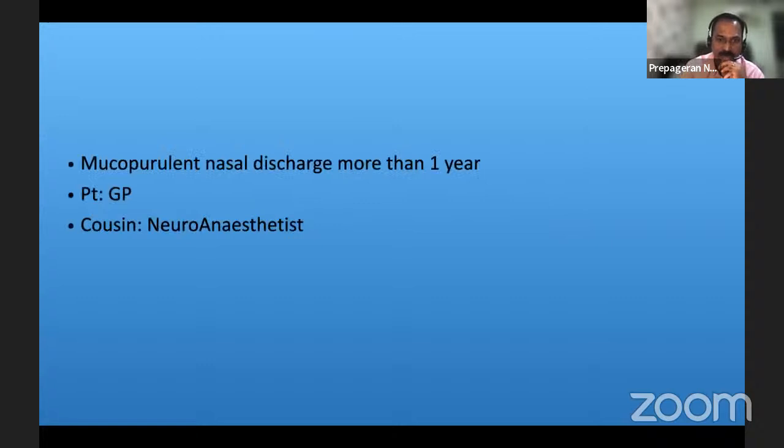Another interesting case, it's a patient who's a GP who's been having a mucopurulent nasal discharge for more than a year. Now, doctors make the worst patients, as you know. And what makes it worse, his cousin is also our new anesthetist. So double whammy, doctor's family.